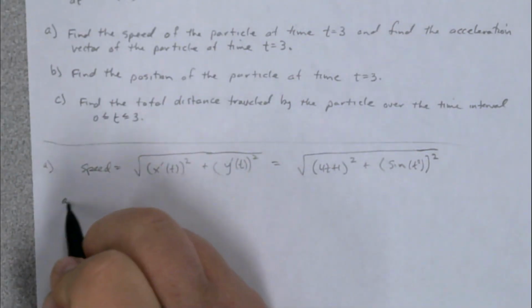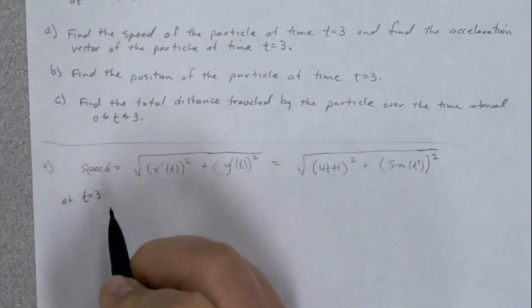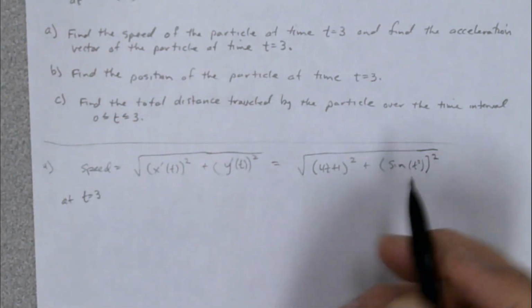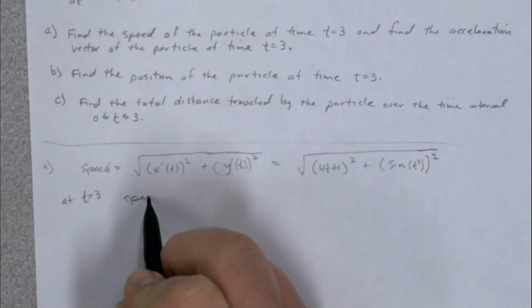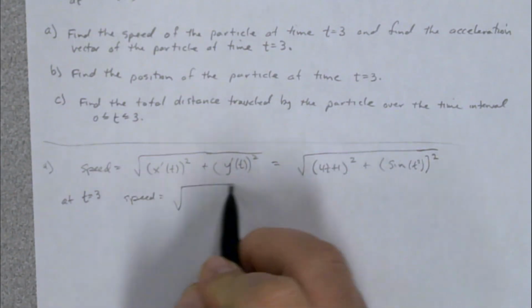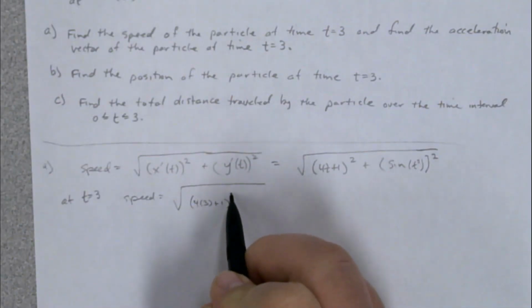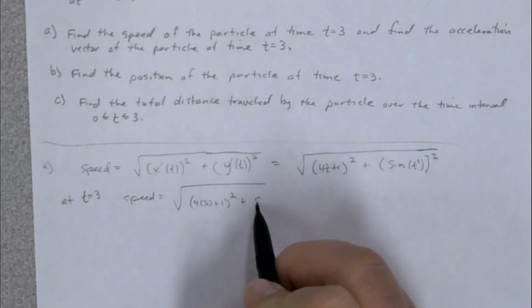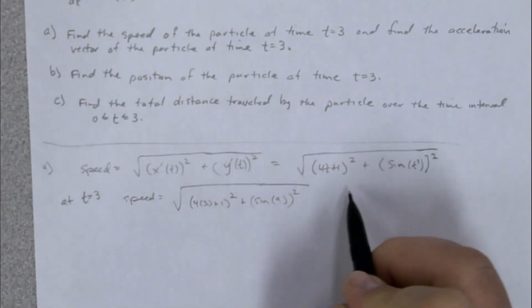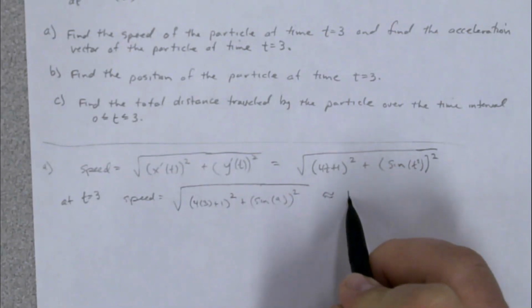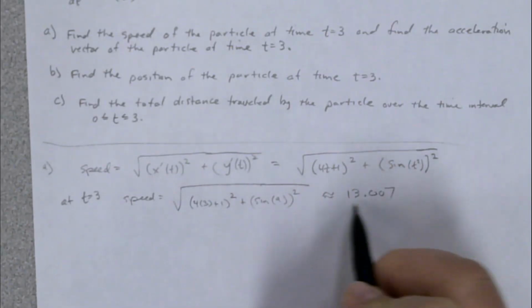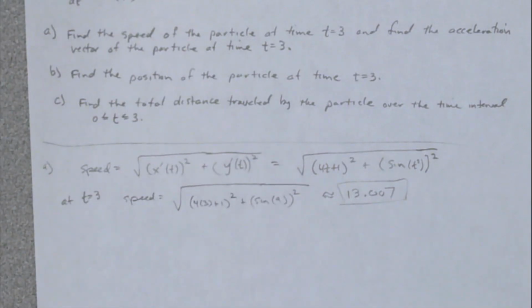So at t equals 3, we're going to plug in 3 now. My speed is going to be the square root of 4 times 3 plus 1 squared, plus the sine of 9 squared, and using a calculator, 13.007.